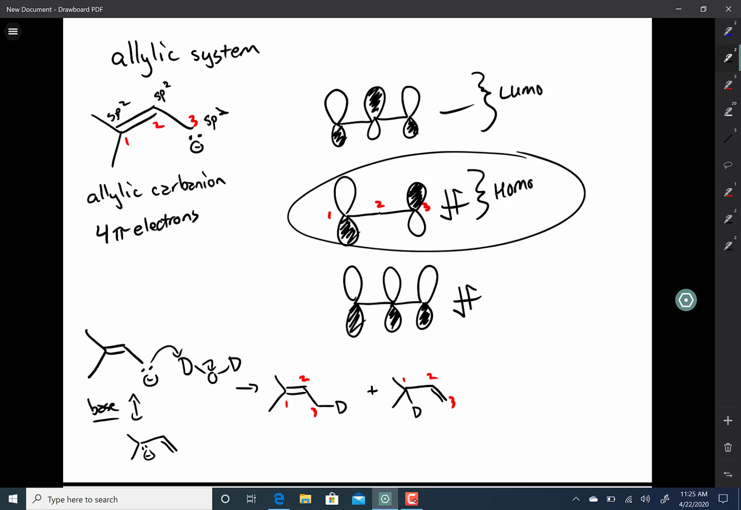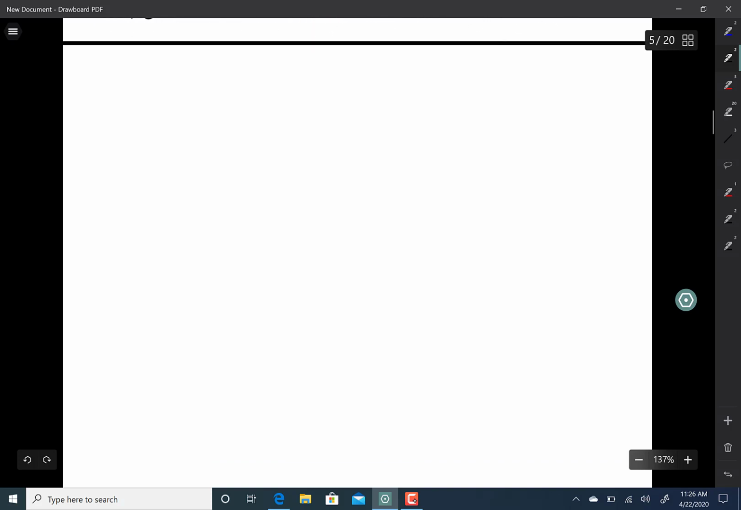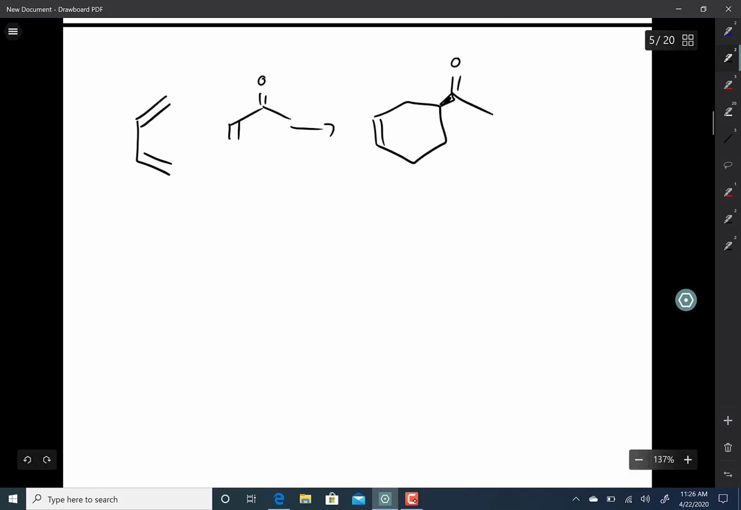But sometimes you need to do a little bit more complex, and that's when we're going to be starting to talk about reactions such as the Diels-Alder reaction and how a cyclohexene is formed in just one step from these two starting materials. But that will be on Friday's lecture.